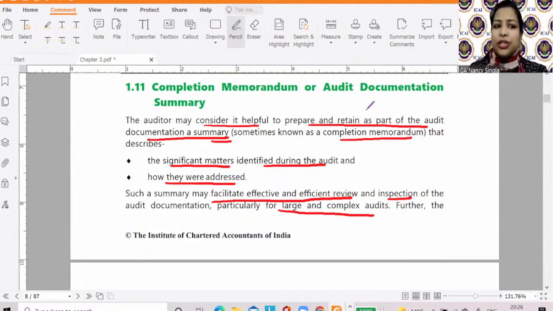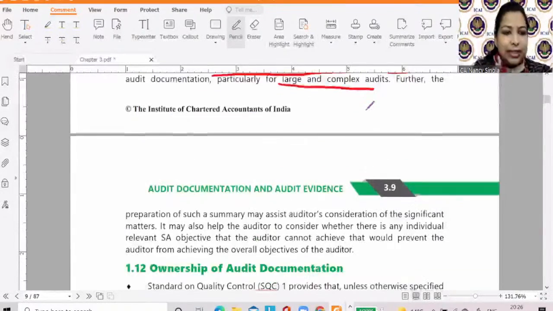तो उसका क्या solution है कि completion memorandum, the dictionary meaning is what? Summary, और audit documentation summary के form में have a summary of what? All the significant matters and how they were addressed. So chances कि ये आपके significant matters overlook हो जाएं, these will be nullified. ठीक है?